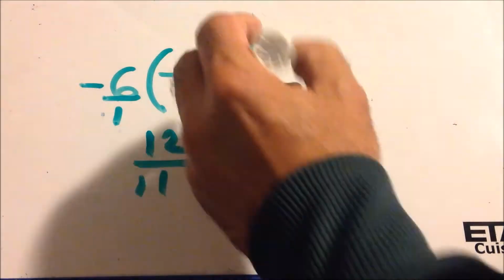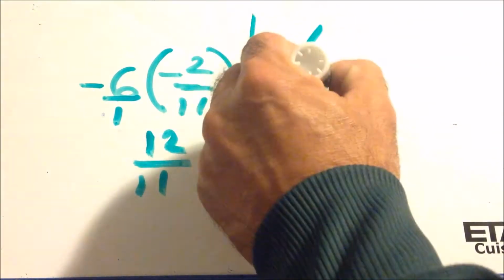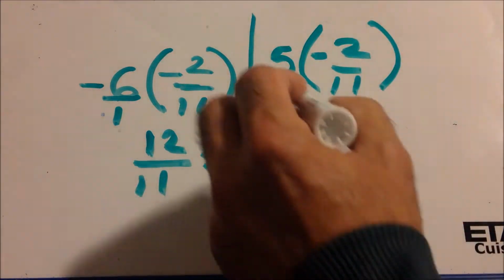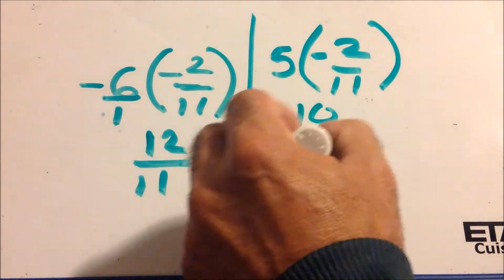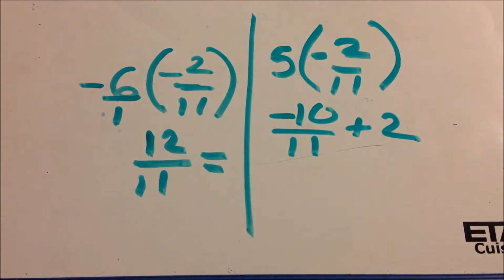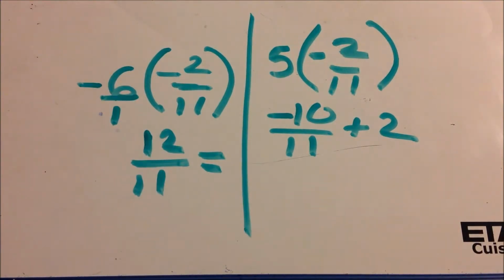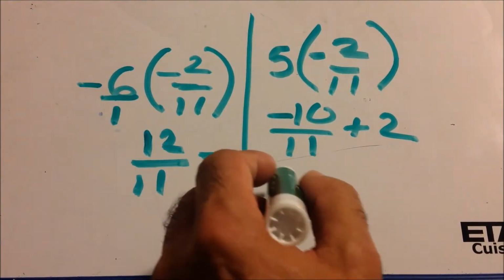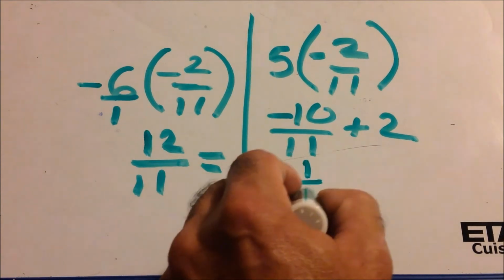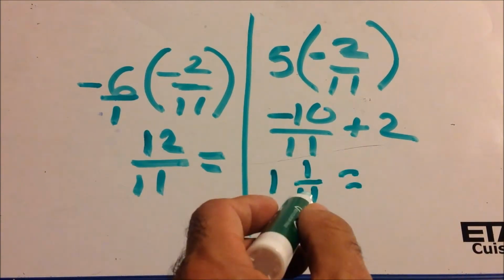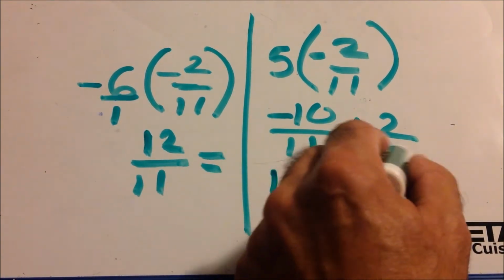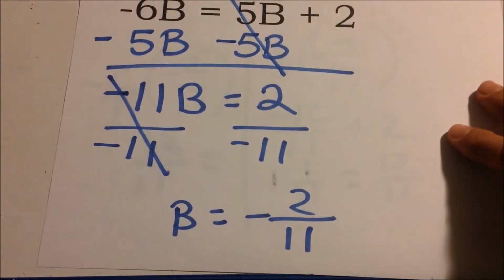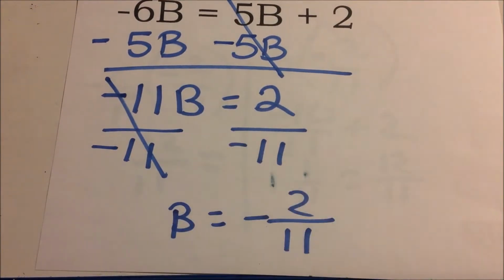So the other side, we're saying 5 times negative 2 over 11. That will give us a negative 10 over 11 plus 2. And if you added this, we should be able to add integers at this point. This will become a 1 and 1/11, which is 11 times 1 is 11 plus 1 is 12/11. So it equals out. So again, b was negative 2/11. So rewind the tape if you didn't understand that.